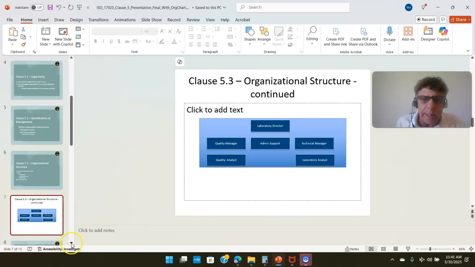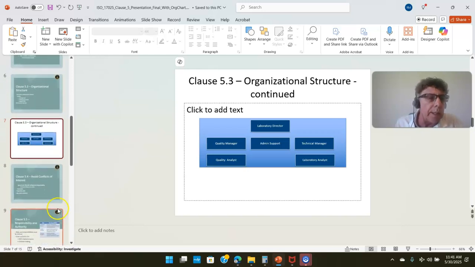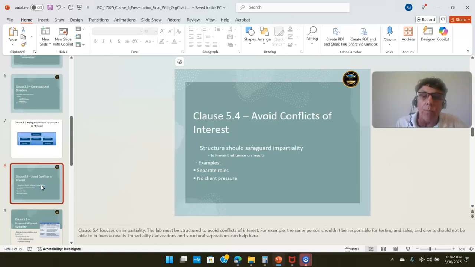And we did cover impartiality in my video on clause 4. So if you want to go back and watch that video, feel free to do that. We get into some of the documentation requirements for that as well. So then what we'll do is move on to clause 5.4. This is avoiding conflicts of interest.